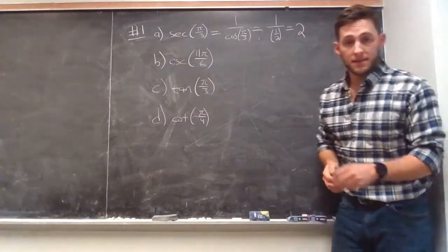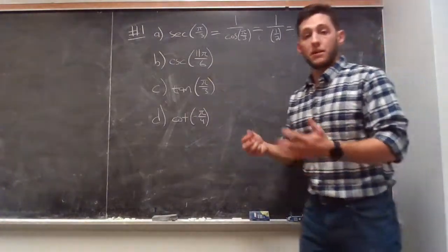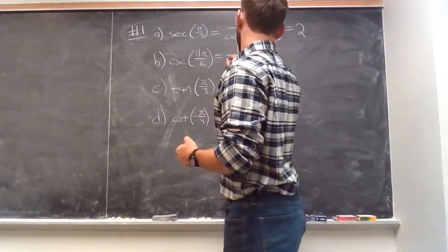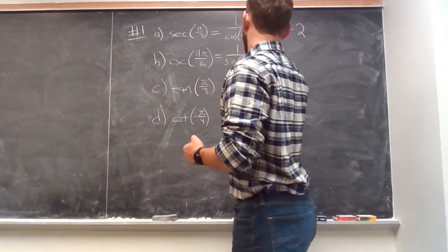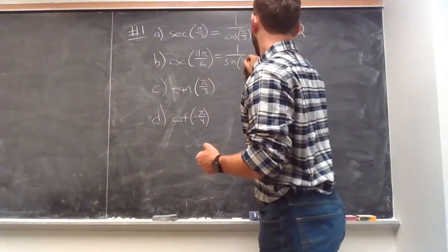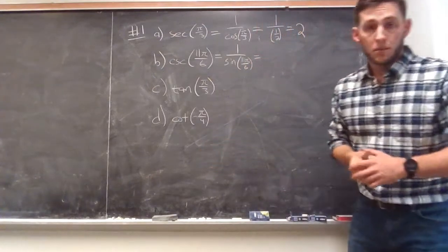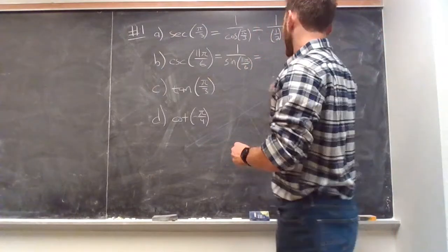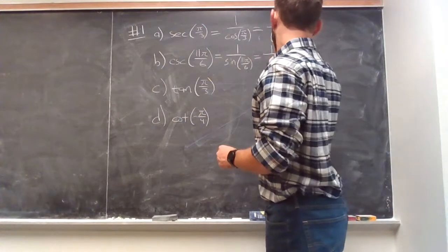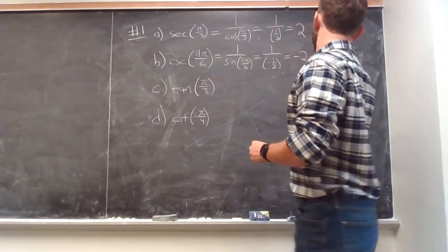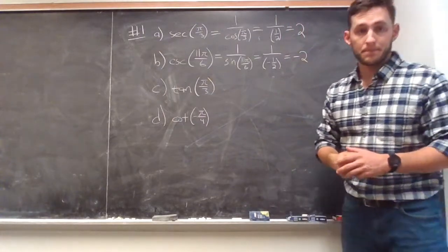Second one, cosecant. So when we're doing cosecant, we got to remember that's 1 over sine. So cosecant of 11 pi over 6 is 1 divided by sine of 11 pi over 6. Well, sine of 11 pi over 6 is negative 1/2. So we end up with a negative 2 here.